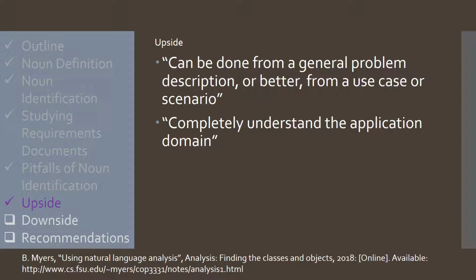So the upside of noun identification is it can be done from a general problem description, or better, from a use case or scenario. It's easy to apply because it's very English based, and you can adapt. Obviously, we've all been able over the years in English to identify nouns and verbs, and we can interpret those as being methods and functions. Also, you can completely understand the application domain. Once you've gone through the SRS document and identified all your methods and classes using this technique, then you'll have a stronger or better understanding of the application domain.